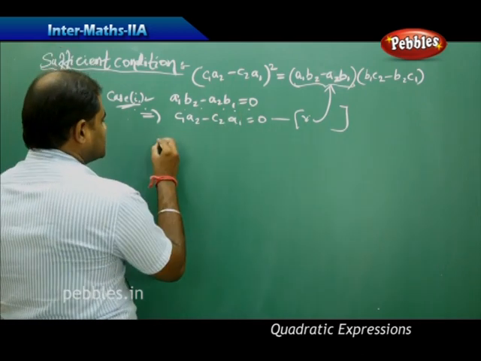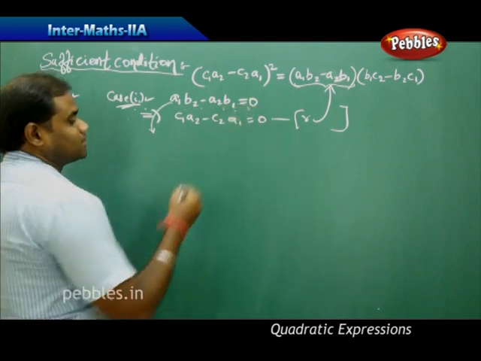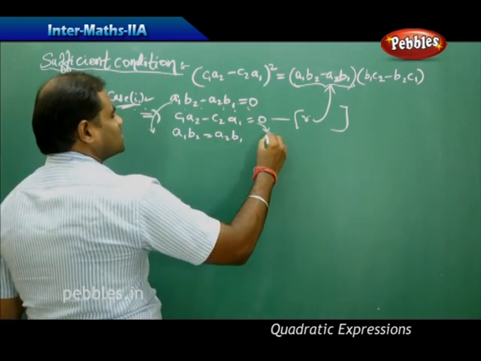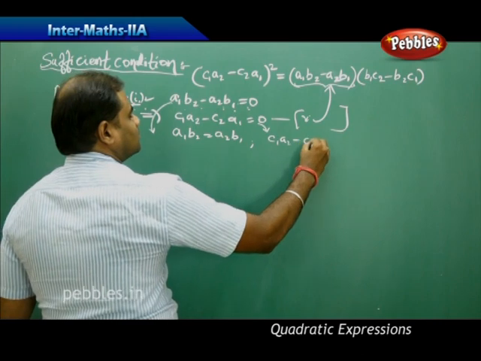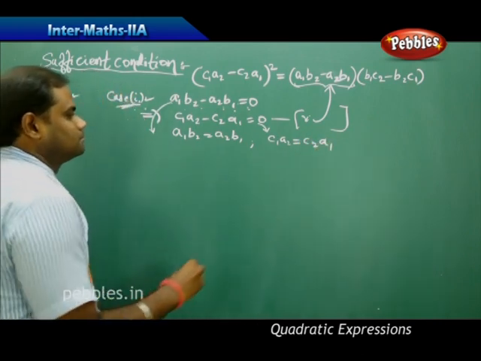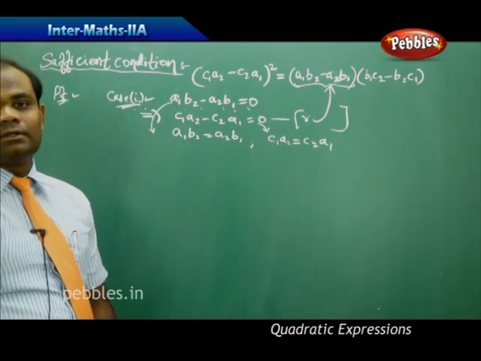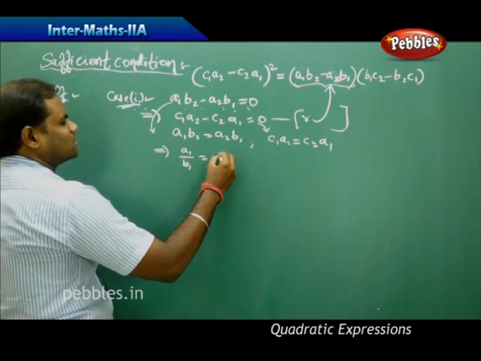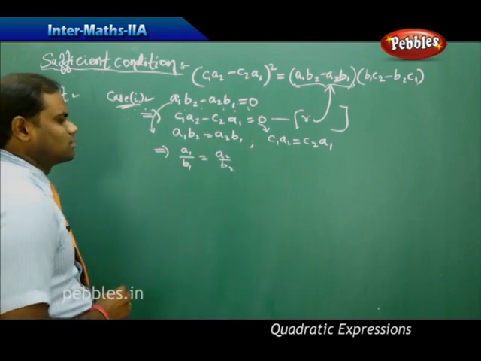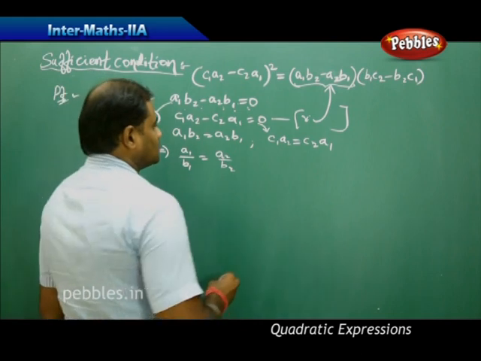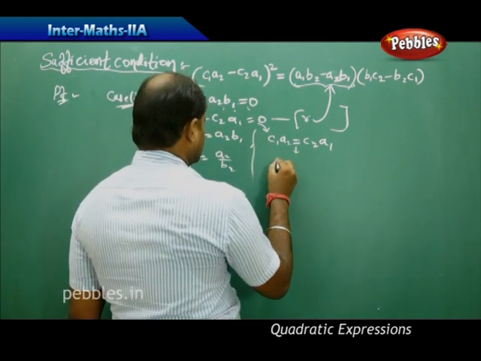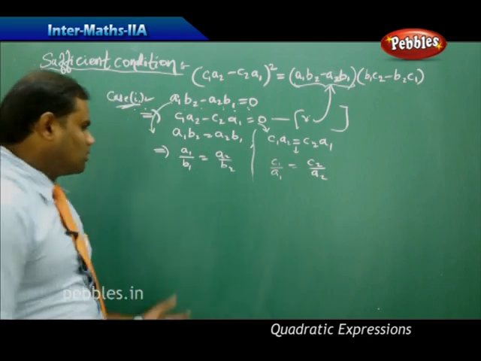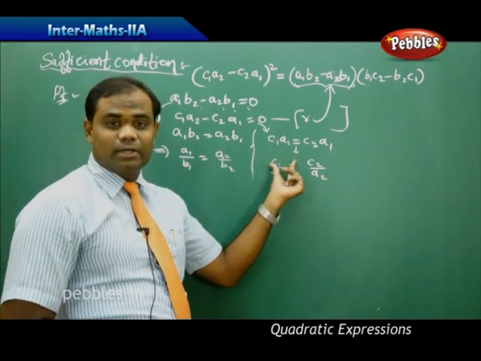Now with these two conditions, let's see what exactly I get. From the previous assumption of case 1, I get a1b2 equals a2b1, and from this I get c1a2 is equal to c2a1. Proceeding similarly, I get a1 by b1 equals a2 by b2. I rearrange these terms, and from this I arrange it in the form c1 by a1 equals c2 by a2. So I have got two relations: a1 by b1 is a2 by b2, and c1 by a1 is c2 by a2.